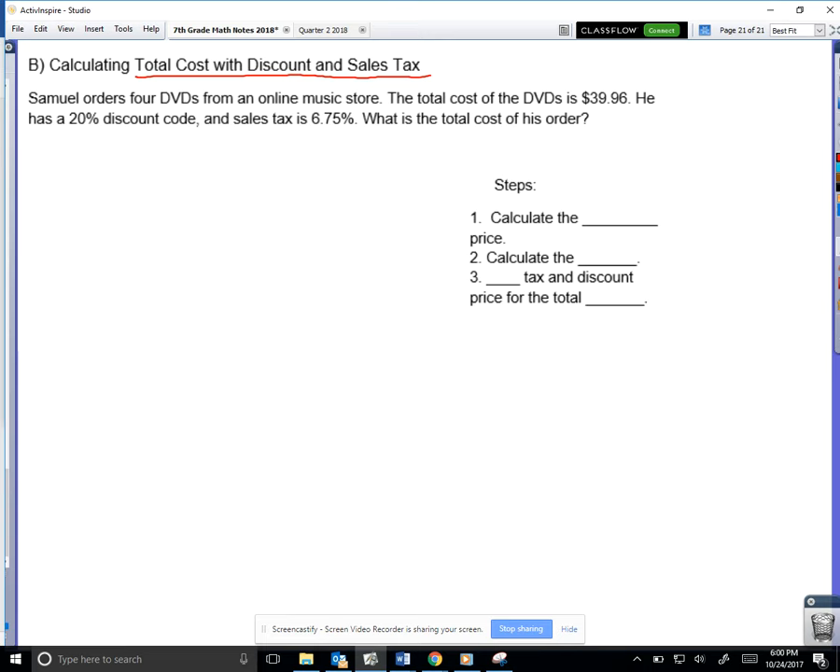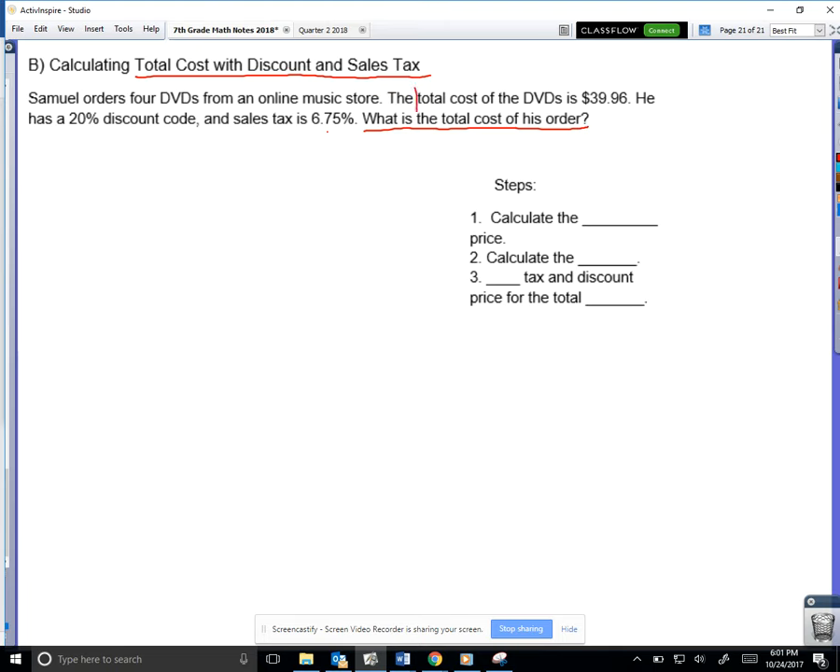The total cost of the DVDs is $39.96. He has a 20% discount code. So he's going to save some money. And sales tax is 6.75%. That's going to be the sales tax. What is the total cost of his order? So we got the discount to figure out, and we got the sales tax to figure out to get the total cost.